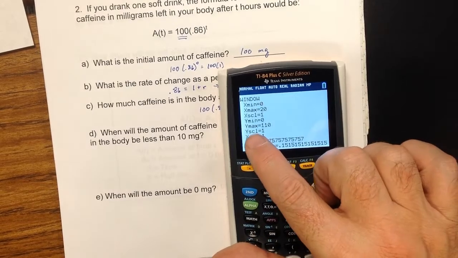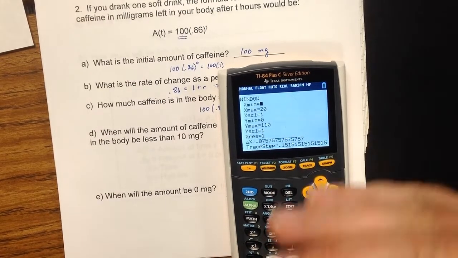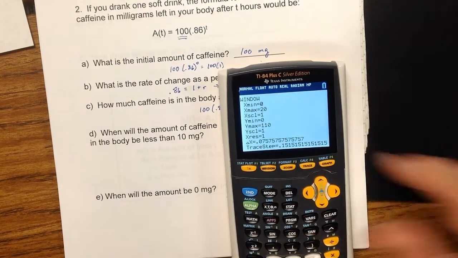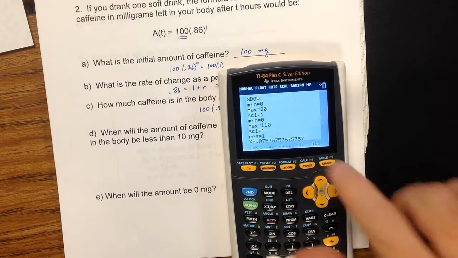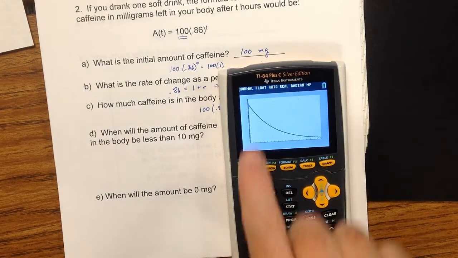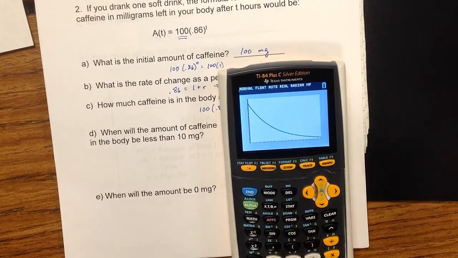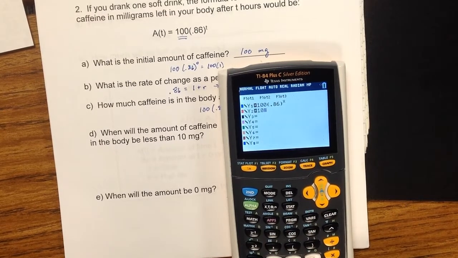I went a little bit higher for my y max than 100 because I know that's going to be my maximum level, because at time 0 I'm at 100, it'll decrease from there. But I went a little bit higher to 110, and I put my y min at 0. And so when I graph this, I got this picture here. So clearly exponential decay is going on here. Now I need to put in Y2, I'm going to put in 10.